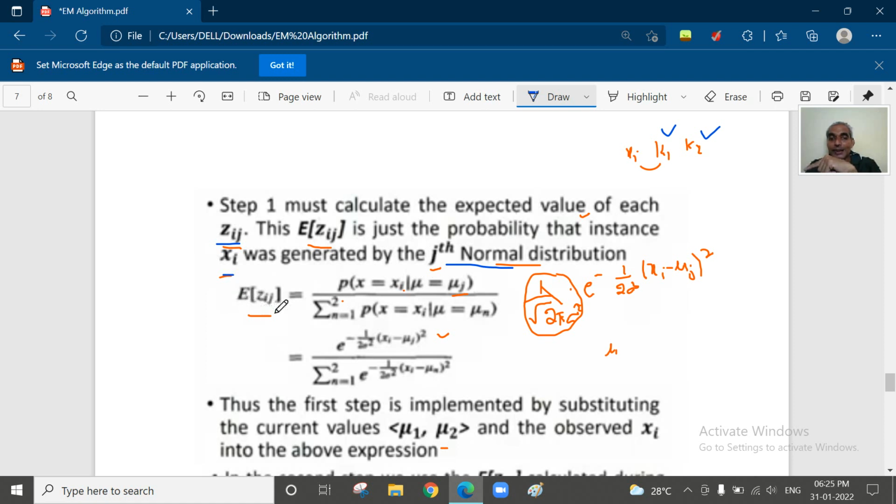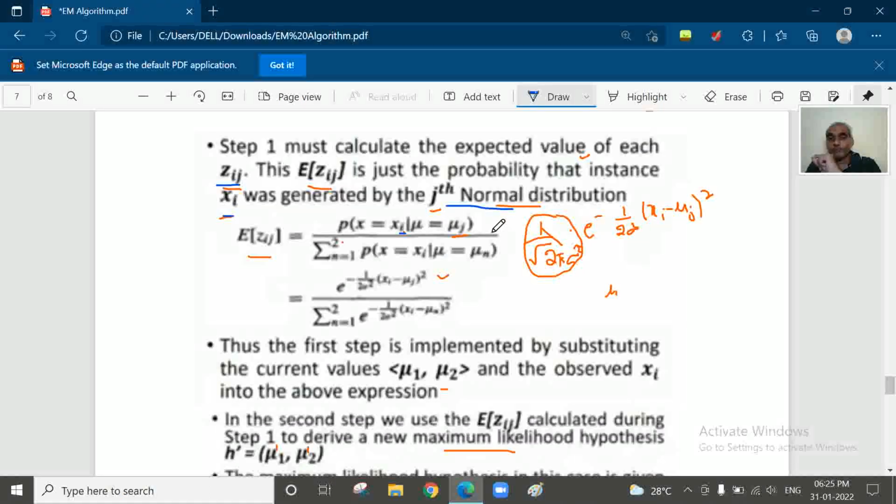So now we say E of zij is equal to the probability of x equal to xi for any instance xi, and mu equal to mu j, which tells whether it belongs to the k1 distribution or to the k2 distribution, divided by the summation for j equal to 1 to 2, because we are using 2 distributions, of the probability of x equal to xi given mu equal to mu n. This first step is implemented by substituting the current values of mu1 and mu2 and the observed xi in the above expression. So now how are we going to do this?